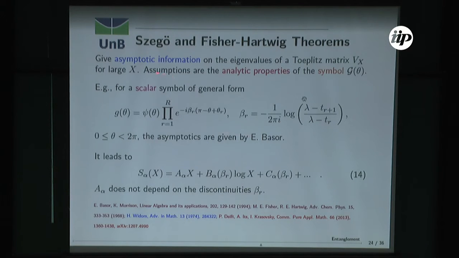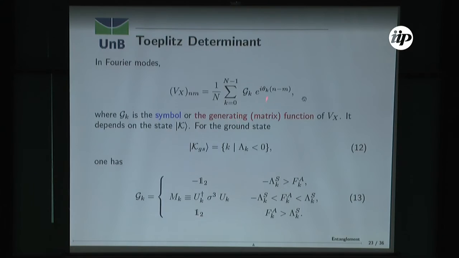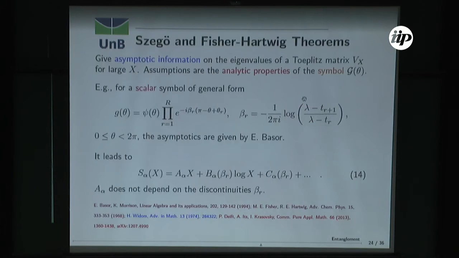The message is that we can have the asymptotic information of the eigenvalues, or the form of the asymptotic formula for the determinant, when the n by n matrix, this n goes to infinity, and it should depend only on the analytic properties of the symbol g of theta, where this g of theta is the thermodynamical limit of this j of k. So it only depends on the analytic properties.